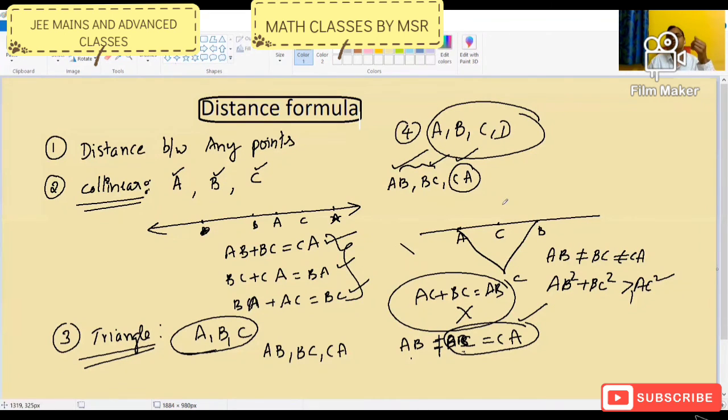Next, when 4 points are given, whether they form a square or rectangle. Let's see, here also we have to follow the same standard result, that is, just find the distances. This is a quadrilateral. We have to calculate the AB distance, BC distance, CD distance, DA distance, as well as the diagonal lengths, AC length and BD length. All the 6 lengths we have to calculate, then we can decide which quadrilateral it forms.